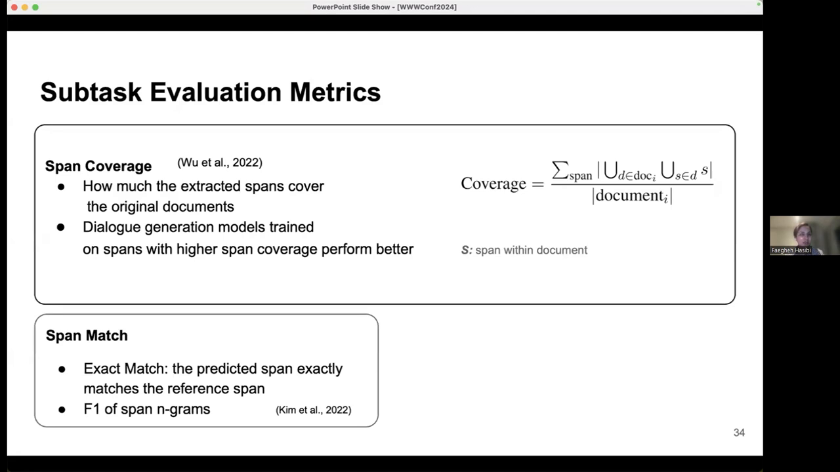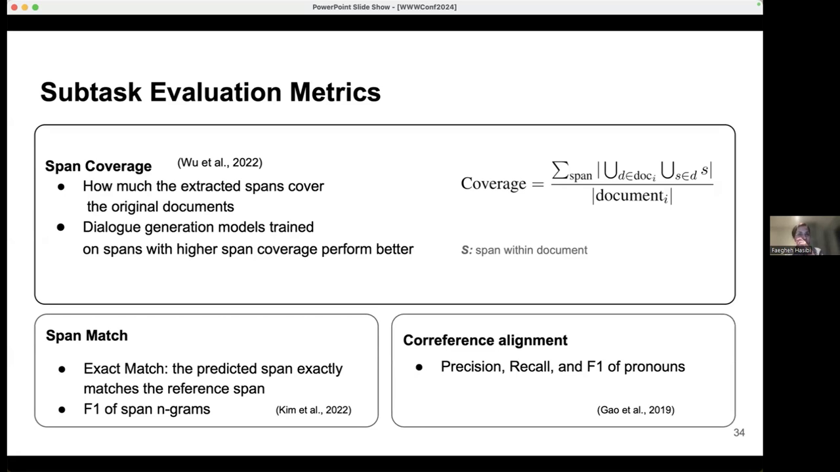We also have the span match metric, which basically looks at the exact match between the predicted span and the reference span. For instance, when we have question answering and the final answer, we want to check whether the final answer matches the reference or not. Here we also use n-grams and we compute the F1 score. There is also coreference alignment, which often appears in conversation, where we have pronouns that refer to certain entities or certain people. We use precision, recall, and F-score for coreference alignment, which is also a metric that is often used in natural language processing for coreference resolution.